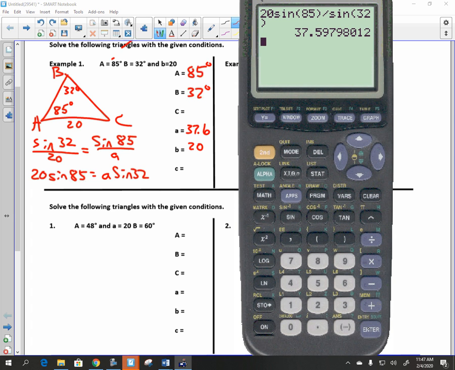How do I go about finding C? Can I figure out angle C? Yeah, super easy. 180 minus 40, or 85, excuse me, minus 32. And I get 63 degrees. So now I can set up the sine of 32 over 20 is equal to the sine of 63 over C.